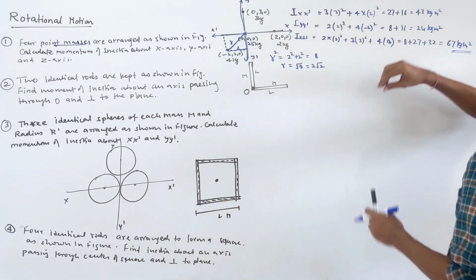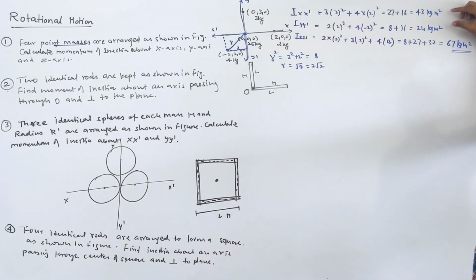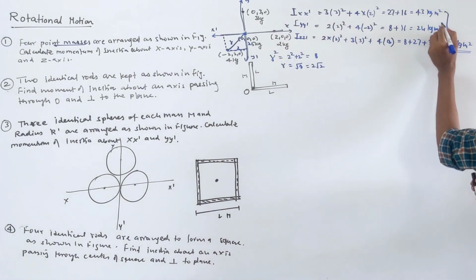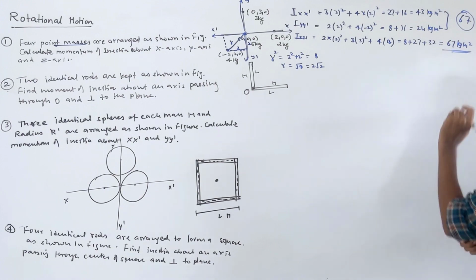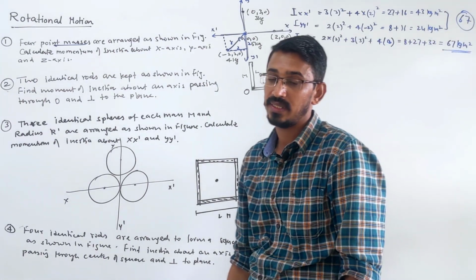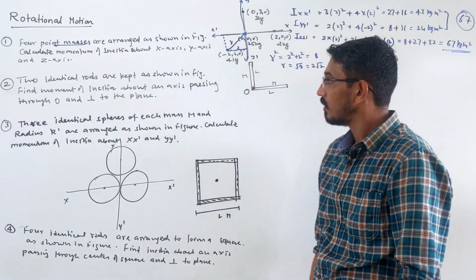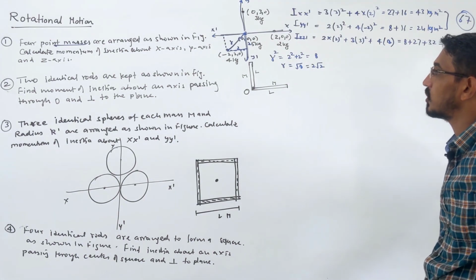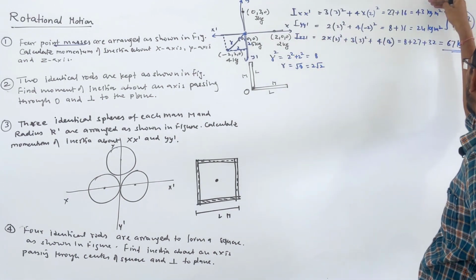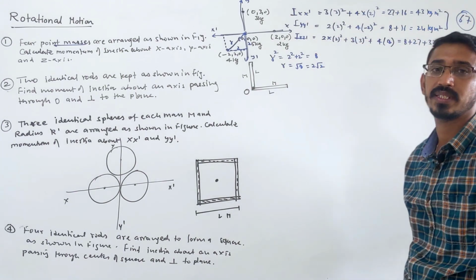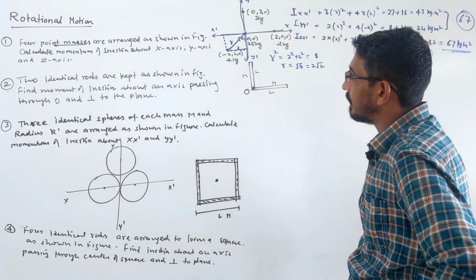Look here. Suppose you add these two, Ix plus Iy, how much is coming? 4 plus 3 means what? 7. 4 plus 2 means 6. 67? Yes, the Z axis is also coming 67, right? Yes, this is applicable. Ix plus Iy is also equal to Iz. So if they ask in an exam, there is no need to calculate this term. You calculate these two, add them, and that is your Z axis. Okay, move on.